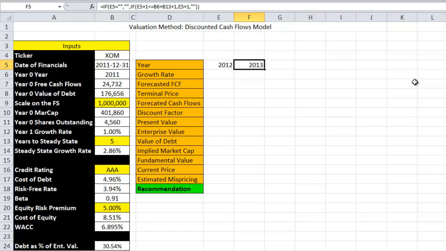And by the way, I want to be able to slide this formula out. I don't want to have to retype it. So let's look at what we need to lock in. You can see that anything in the B column we're going to want to lock in. So anywhere we see a B, we want to put a $ sign in front of that B.